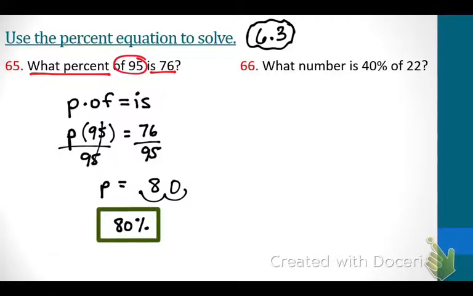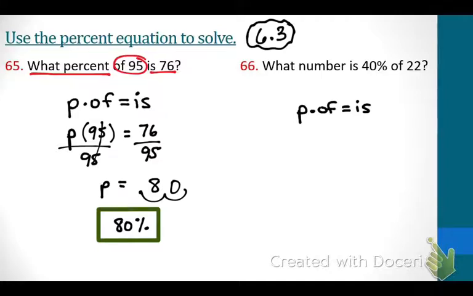All right, Christopher, we are still going to use the percent equation. So what is the percent equation? P times of equals is. Very good. Now, if you did this with the percent proportion, is over of equals P over 100, you would still get the same exact answer. So I'm just showing you a couple different ways that you can do it.